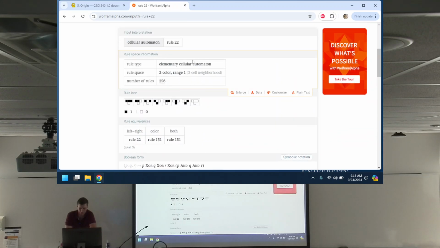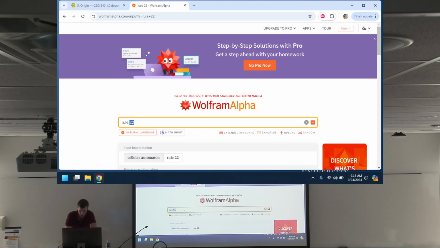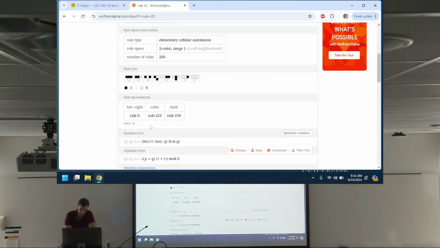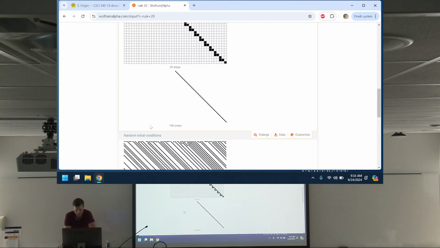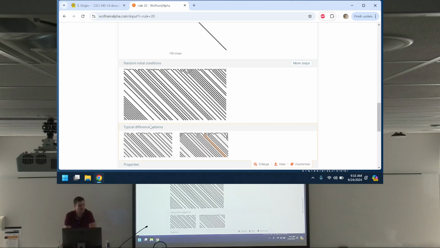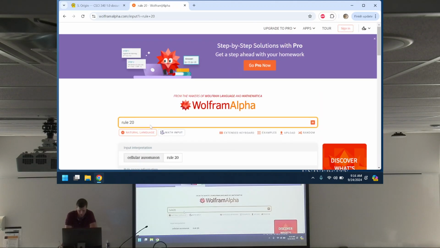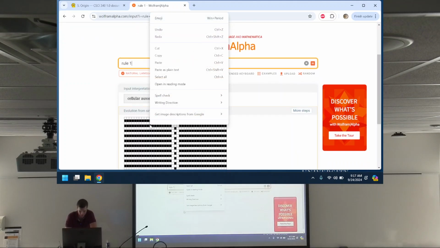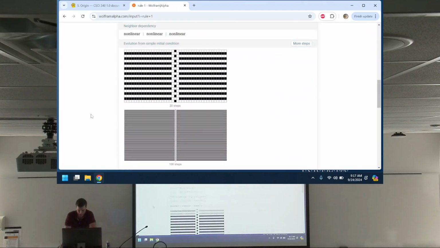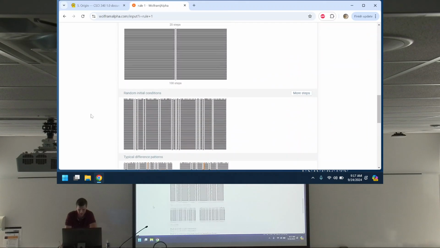So if you go to Wolfram Alpha, rule 20, I don't know. Okay, that's kind of fun. We'll just do that. Oh, neat. Rule 1. That's probably going to be pretty boring. Actually, not too bad. It creates a funny little pattern. Neat.